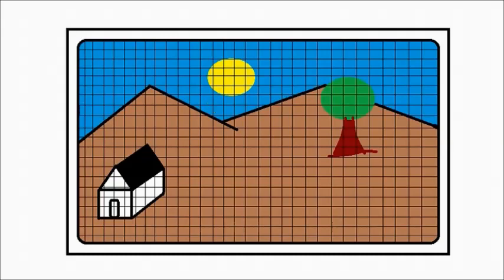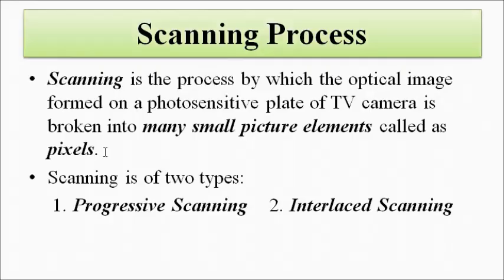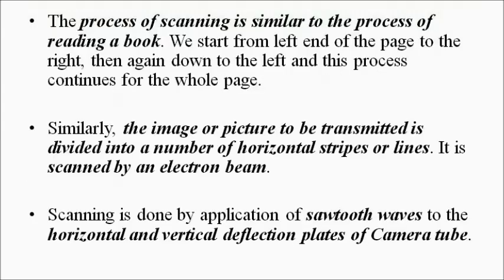So scanning is of two types. The first one is progressive scanning, and the second one is interlaced scanning. We'll discuss them one by one in a quick way.